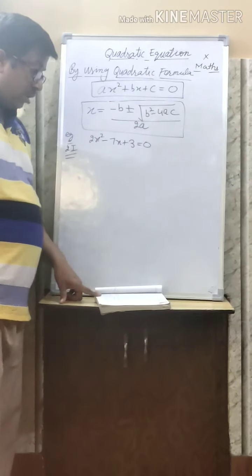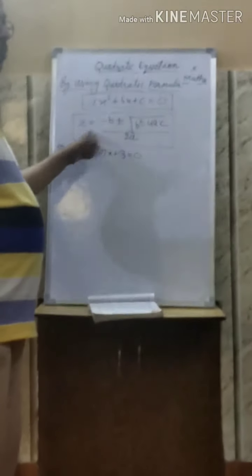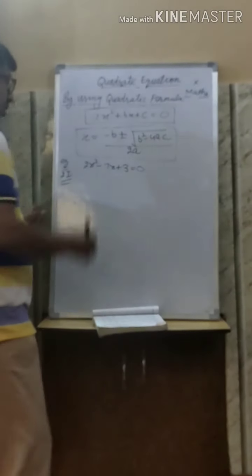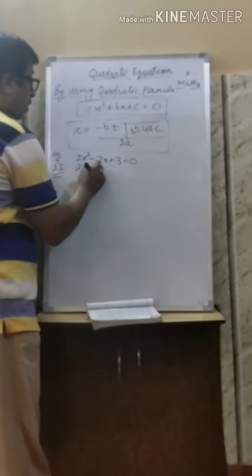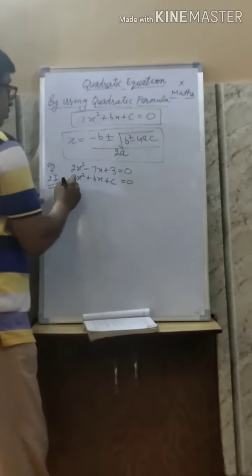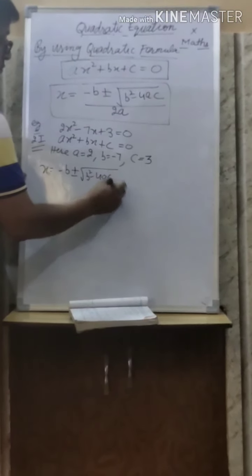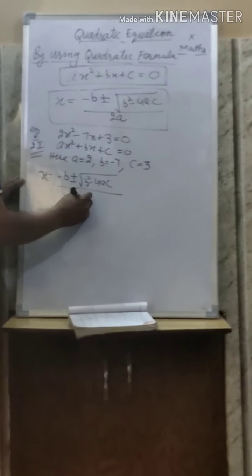So applying the quadratic formula. First of all, you compare with the standard form ax square plus bx plus c equal to 0. So here, a is equal to 2, b is equal to minus 7, c is equal to 3. Now the formula is x is equal to minus b plus minus under root b square minus 4ac upon 2a.